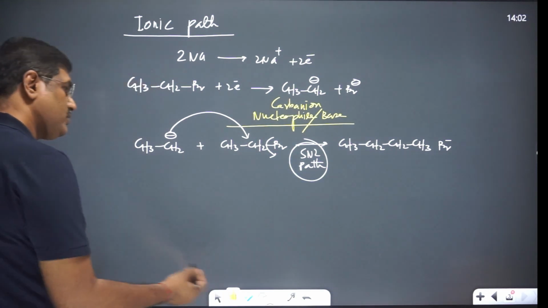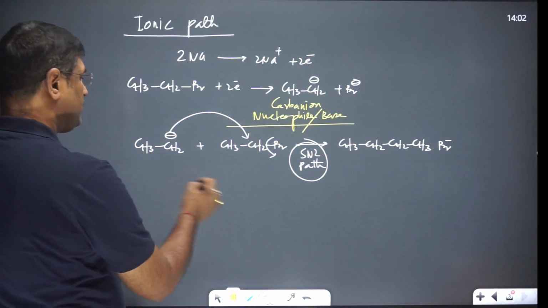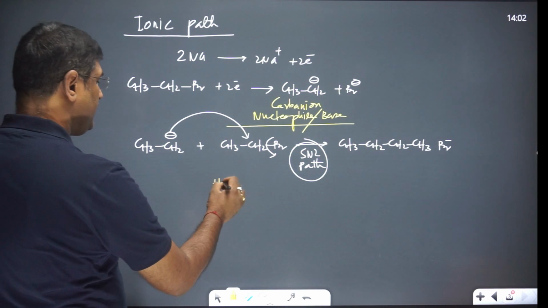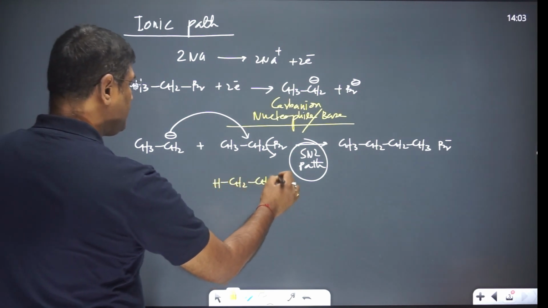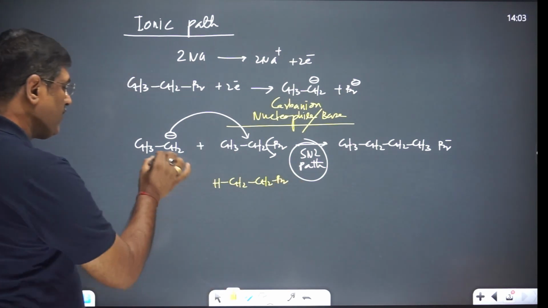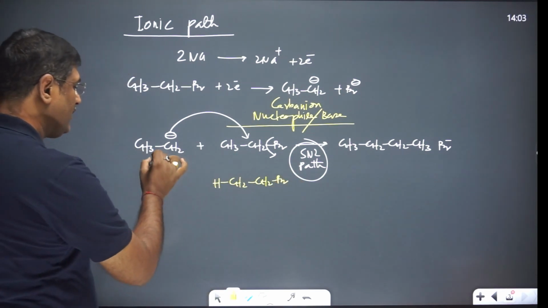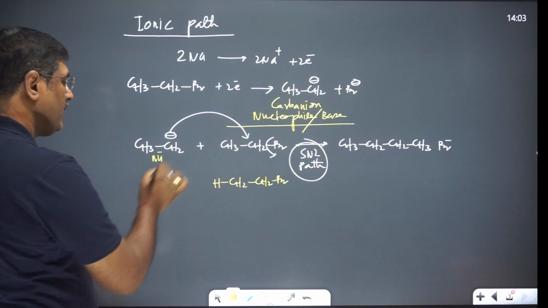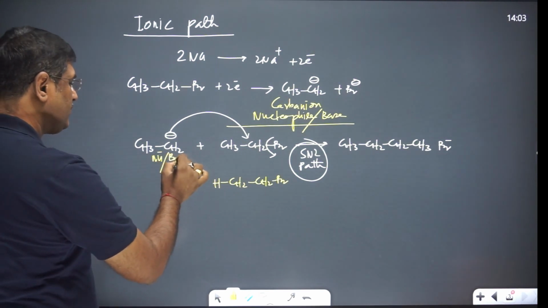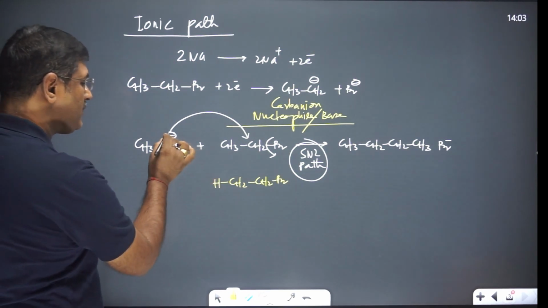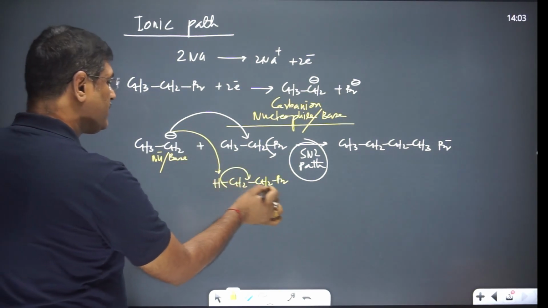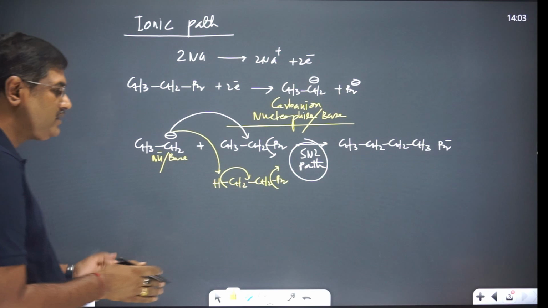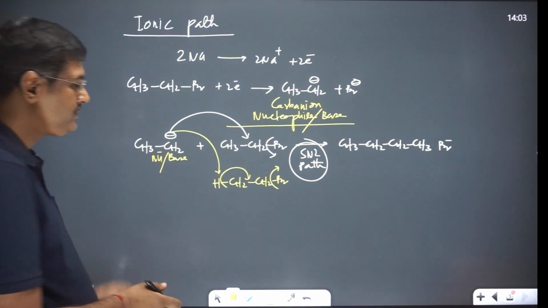the other possible one, CH3CH2CH2Br. When this one is acting as a nucleophile, it's okay. But when this one is acting as a base, then it will be pulling out the hydrogen from here. This one is moving here, and this Br is pushed out. This is an E2 path.